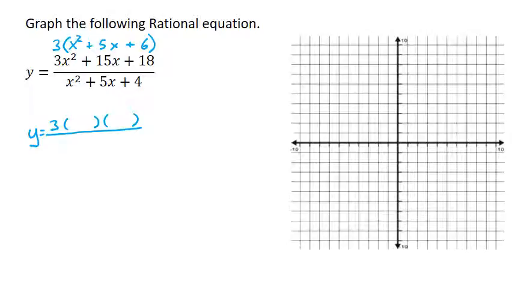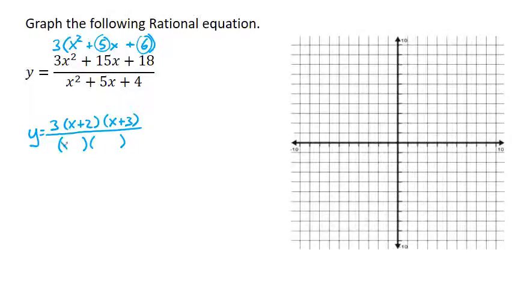I already factored the 3 out, but what now can I factor the x squared plus 5x plus 6 into? What two numbers multiply to 6 and add to 5? I believe it's going to be an x plus 2 and an x plus 3. 2 times 3 is 6, 2 plus 3 is 5. I think we're golden.